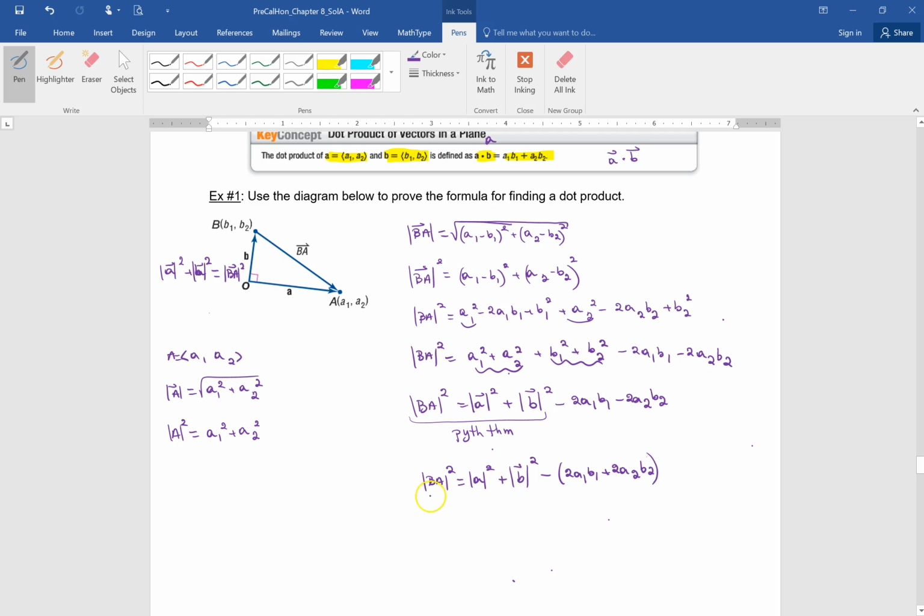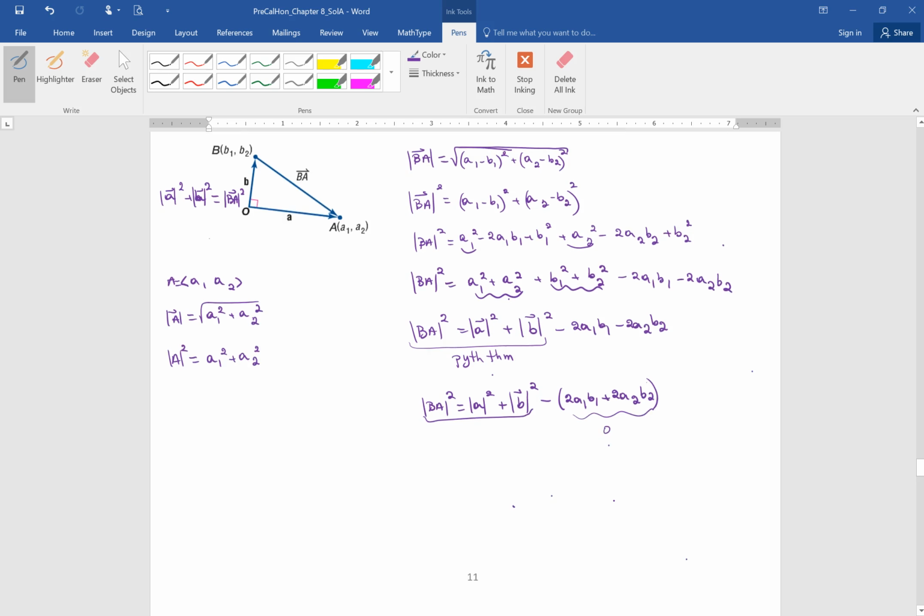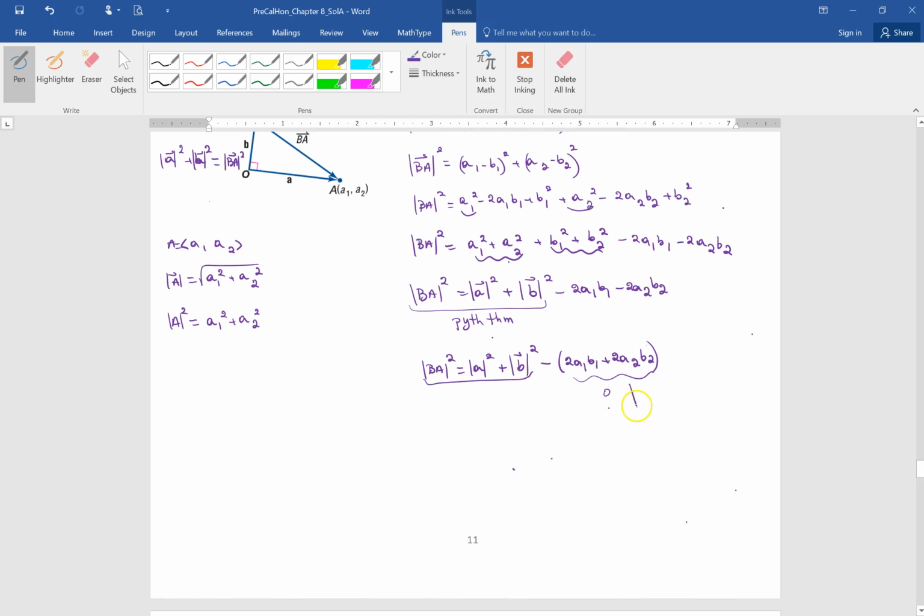So this could totally be the Pythagorean theorem if this little bit equaled 0. If only that was 0. Well, what is that part? That part is the dot product. So this is where the dot product comes from.